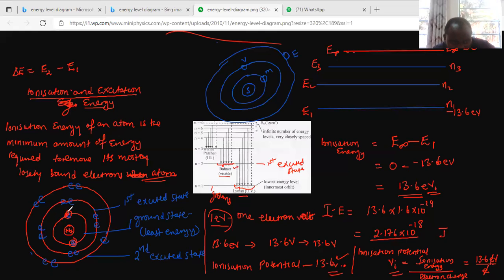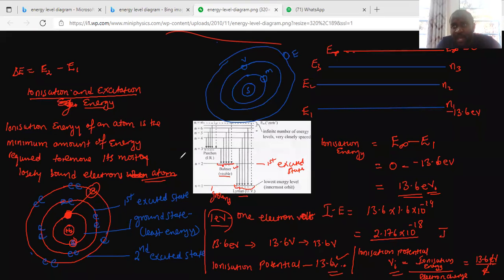If I shade this red, I have removed the blue electron. If I remove this electron and move it up to here in the second excited state, then the electron will have attained what we call excitation energy. That energy is just enough to excite the atom, but it is not enough to ionize the atom.